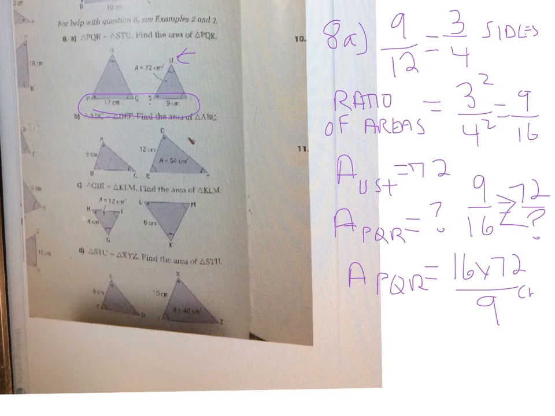And this would be centimeters squared. Each one of these, for number 8, you're going to do exactly the same way, all right? So I hope that helps, and if not, maybe we can get together on the weekend and help you out a bit with this, because it looks like you're just starting into the similar triangles and trigonometry unit.